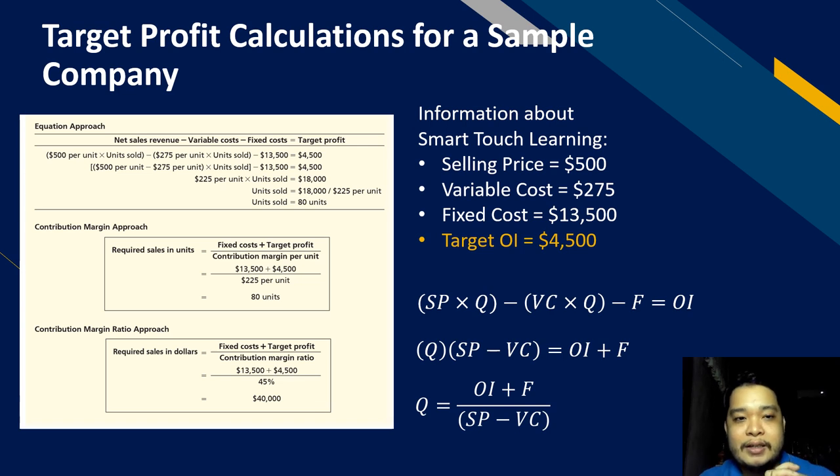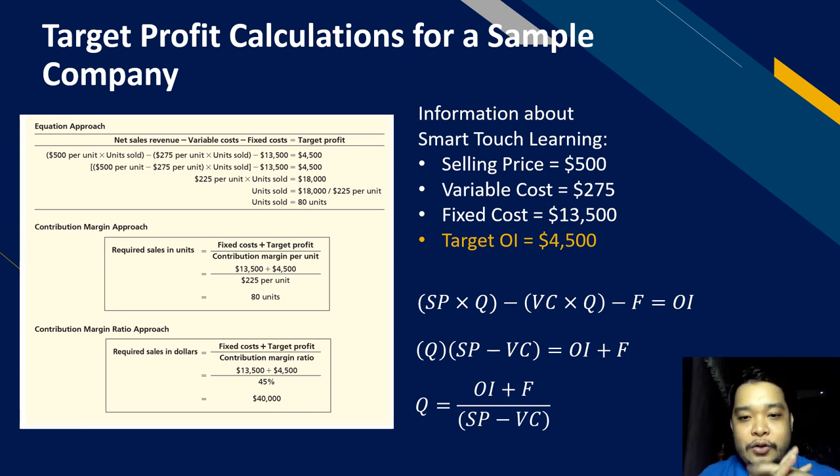Let's look at this sample calculation. So this company is selling tablets. Selling price is $500. Variable cost is $275. And fixed cost is $13,500. Previously, we were asked to compute for its break-even point, and the break-even point is 60 units. But now, this company wants to target an operating income of $4,500. The question is, how much should they sell so that they can achieve the target operating income?